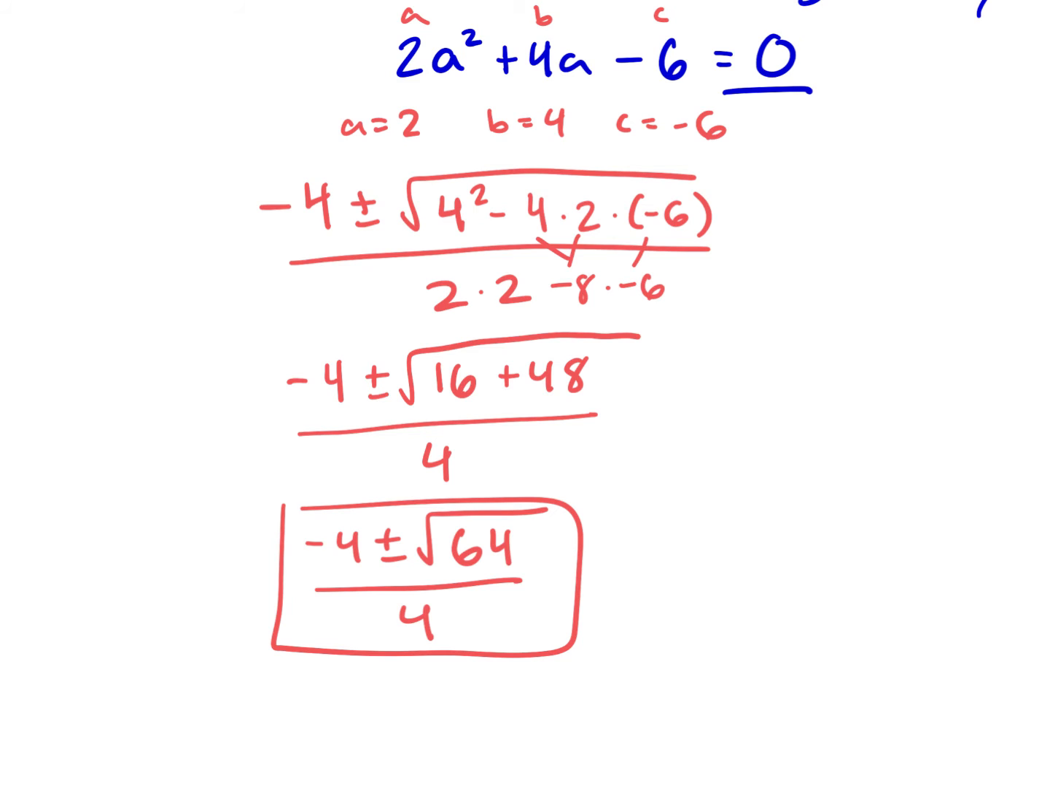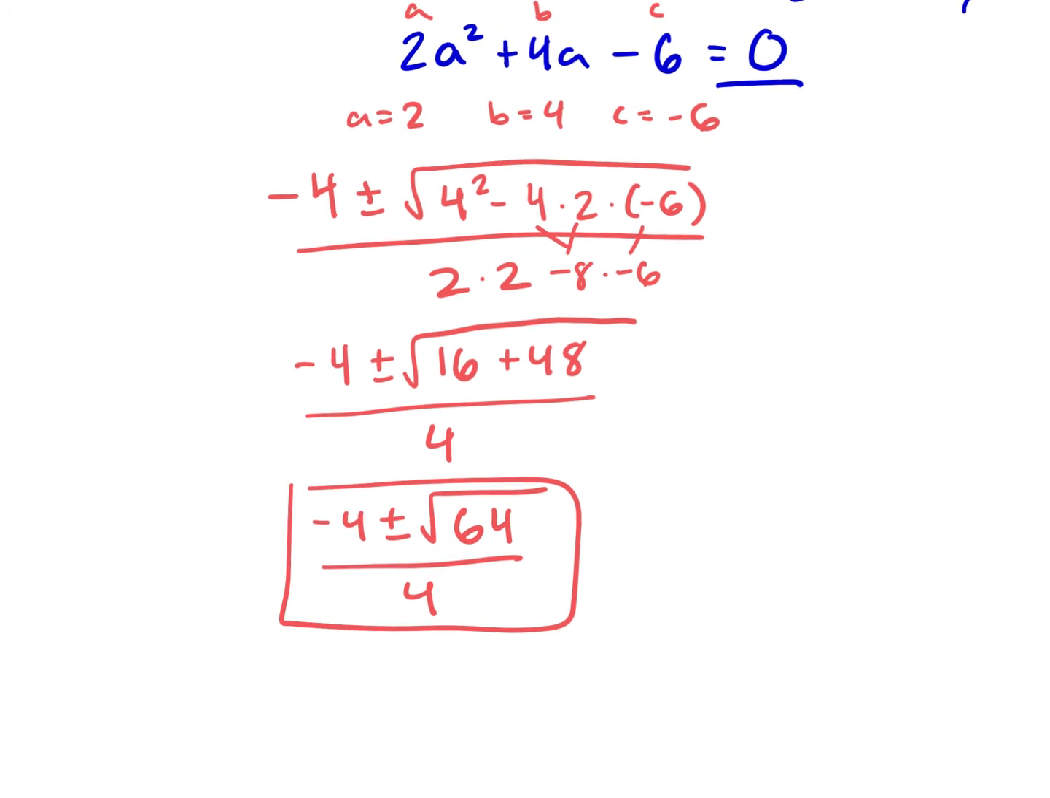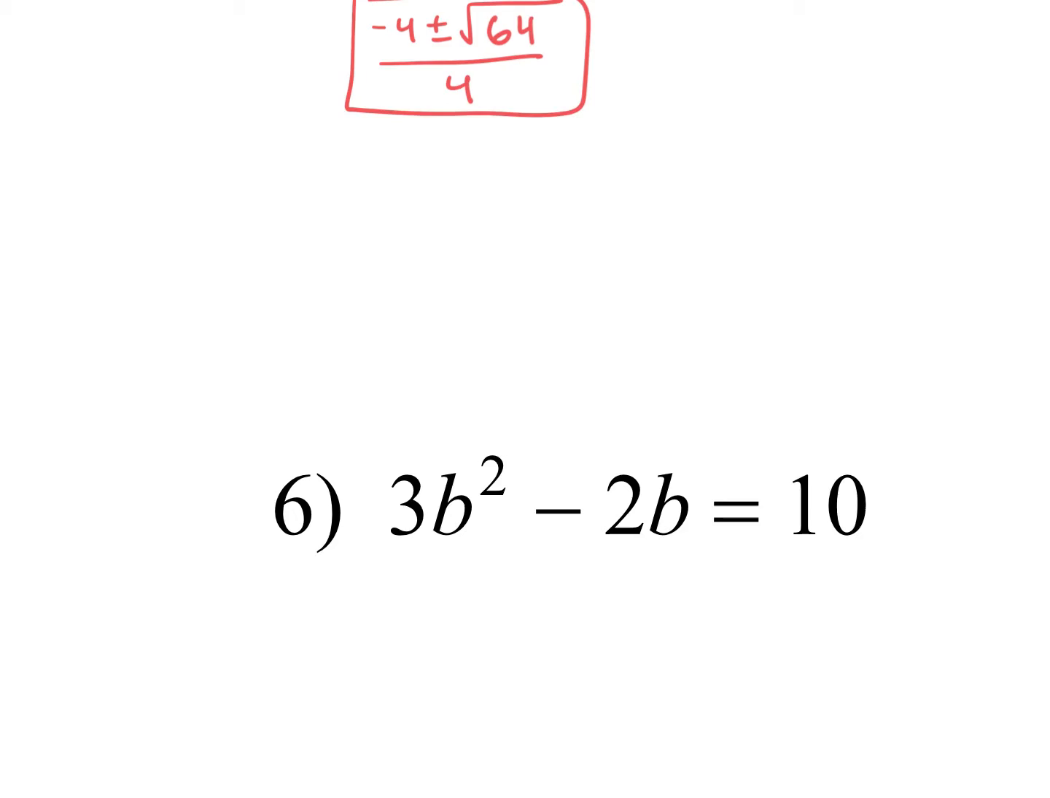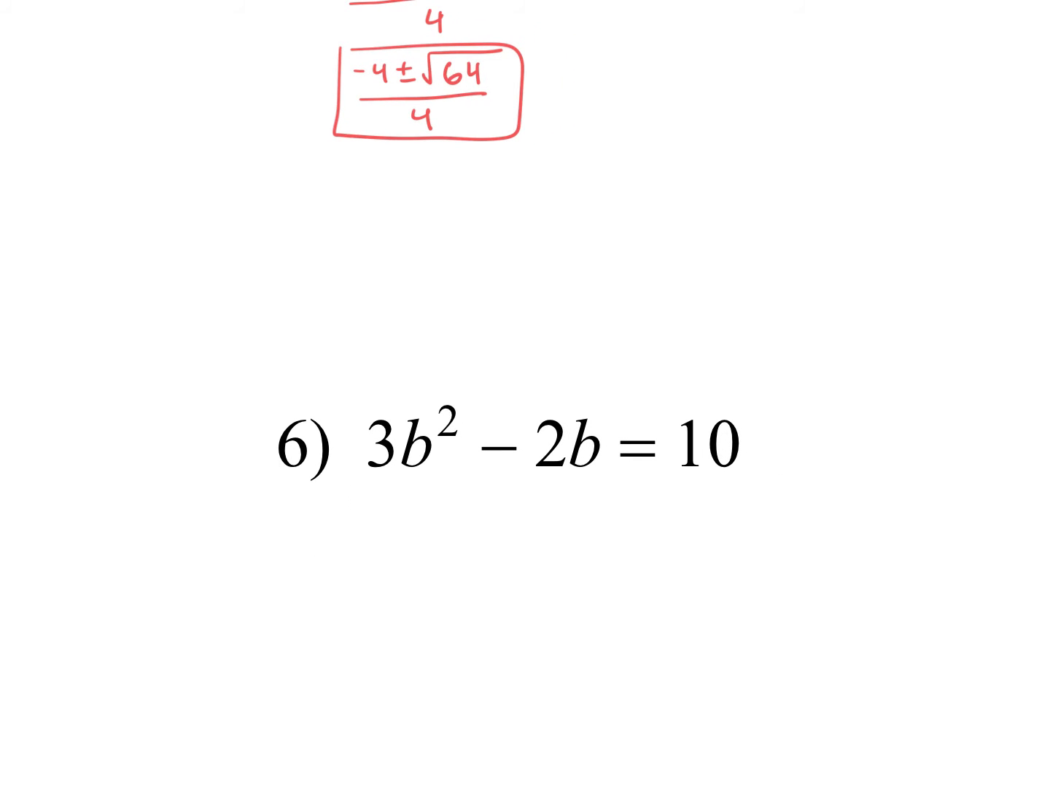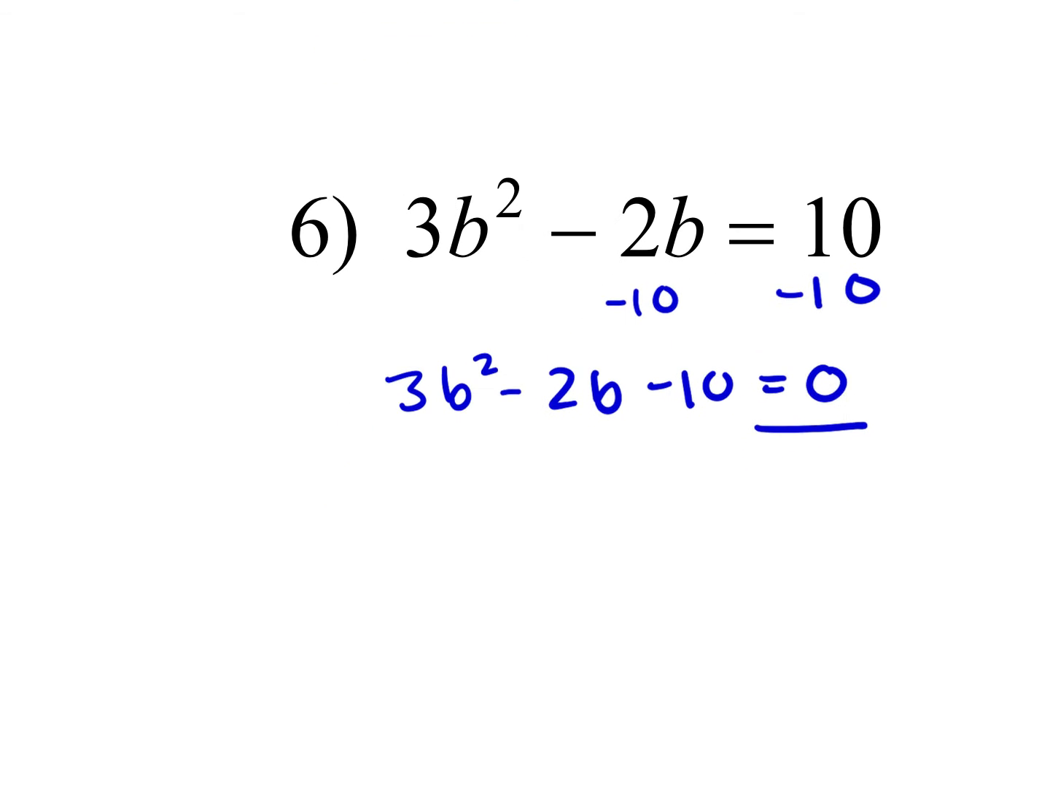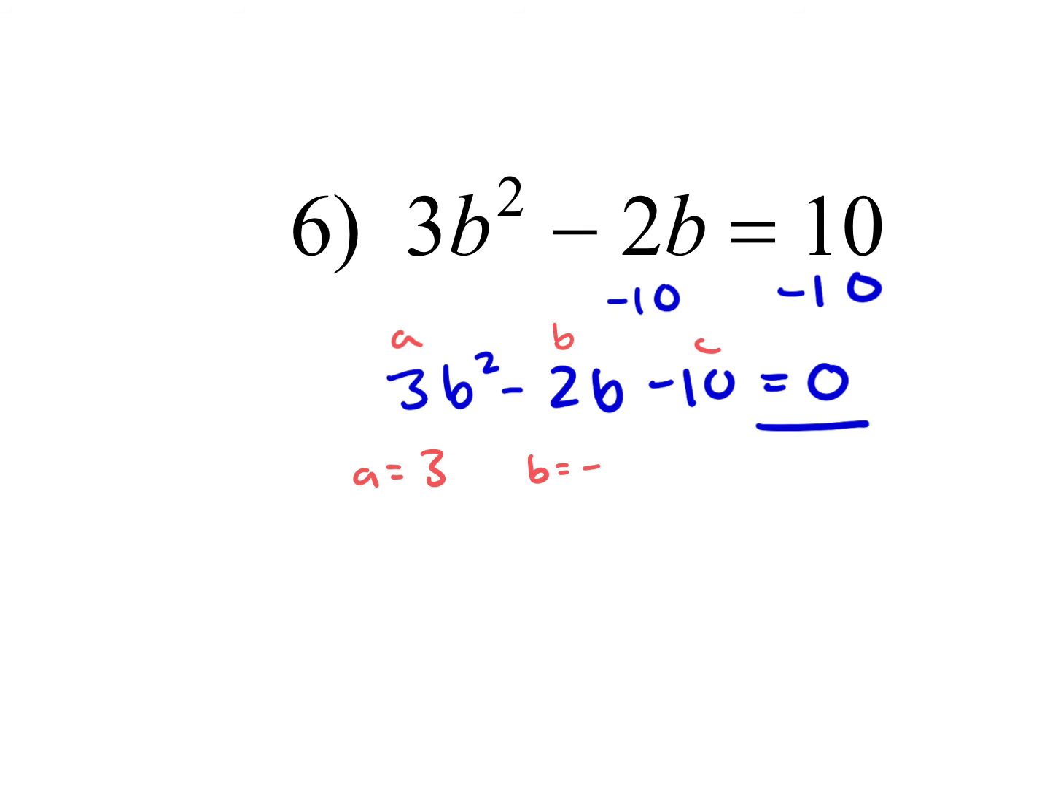Any questions here? All right, let's look at number 6. What should I do first? Subtract 10. So what would I write? How would I do the order? Awesome. 3b squared minus 2b minus 10 is equal to 0. So once it's equal to 0, I can list my A, B, and C. So A is equal to what? 3. What's B equal to? And C?